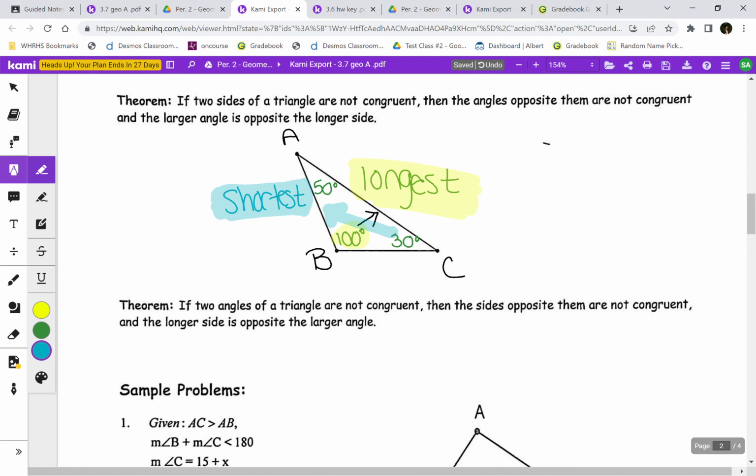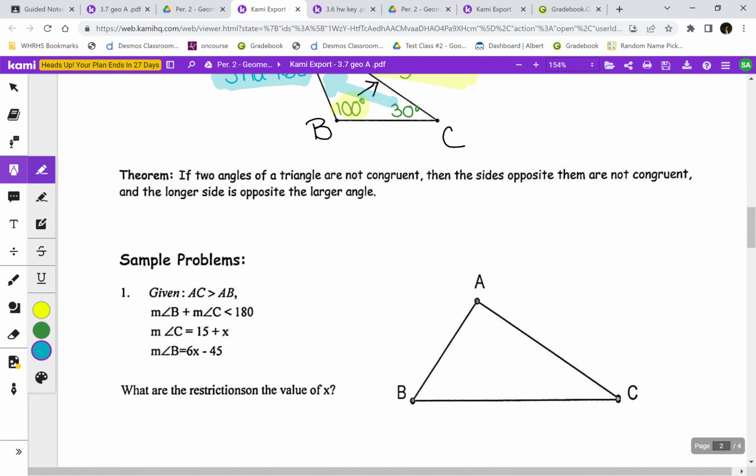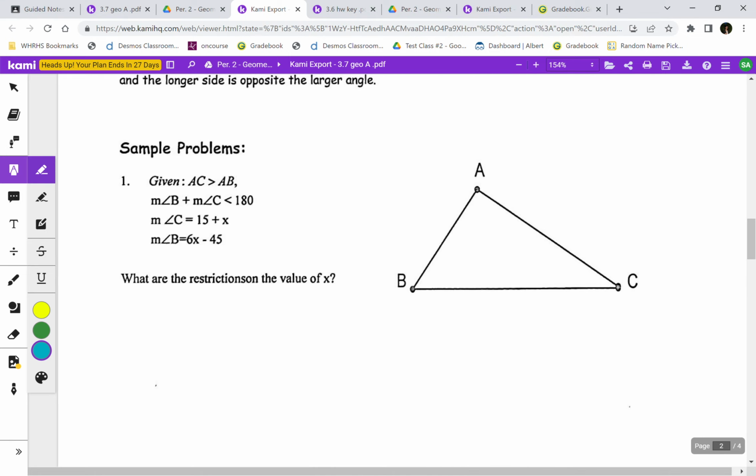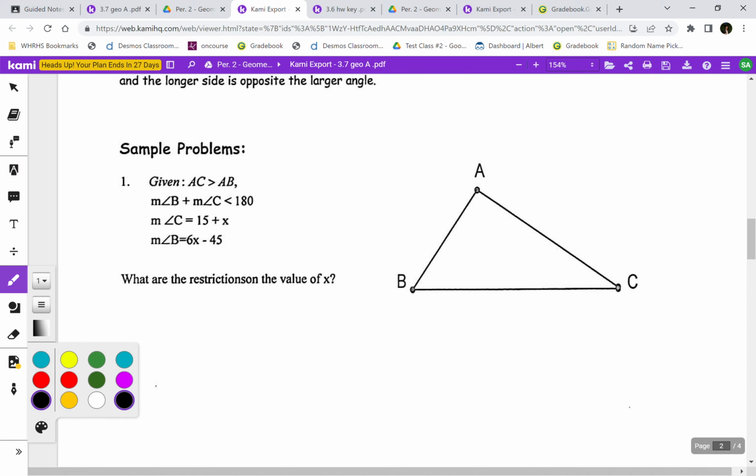All right, so I told you that we will not be using this theorem in proofs, that we'd be using it in algebra problems. So let me show you how this might be used. Given side AC is greater than AB. Well, if AC is greater than AB, which one is longer? AC. So I'm going to write over here, AC is longer. So that means AB is shorter.